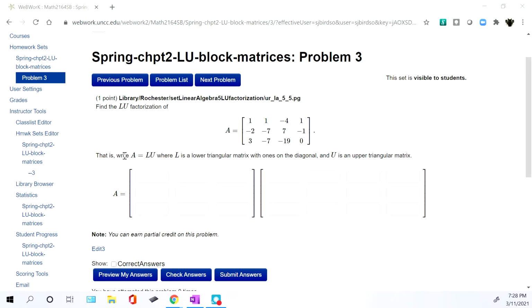Now, in terms of where it's looking, notice it does ask you to write out A equals L times U. That means this first 3x3 matrix right here is going to be your L, and this second 3x4 matrix is going to be your U.